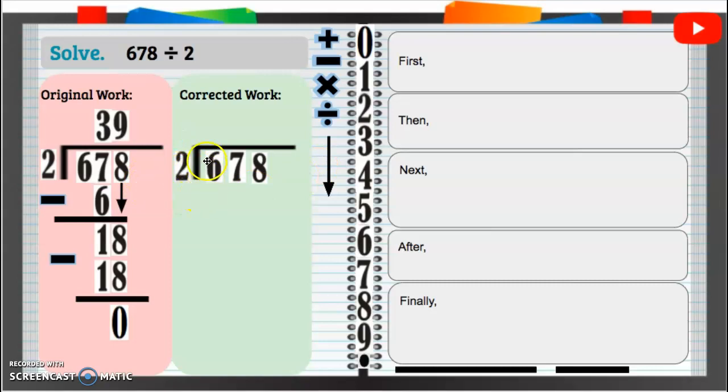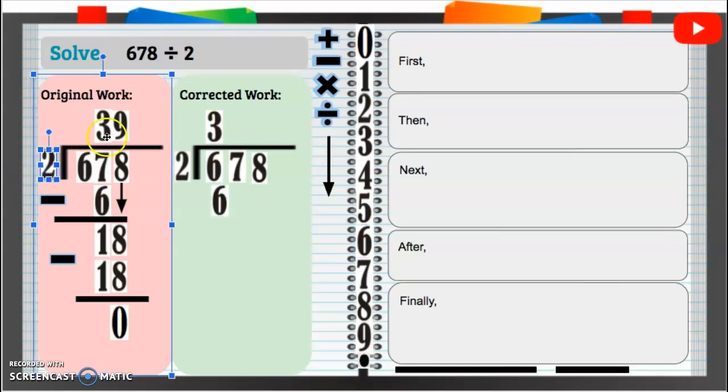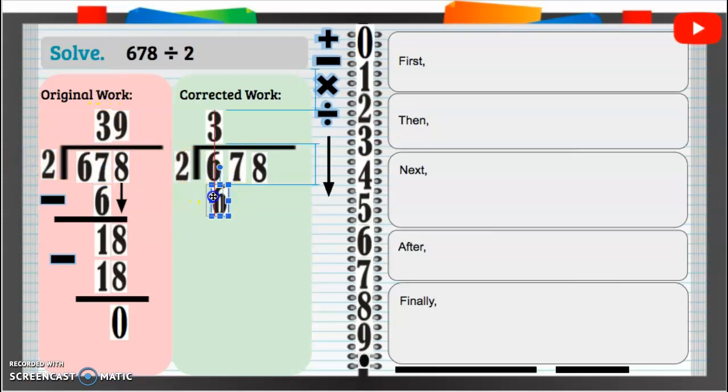All right, next, 2. How many times can 2 go into 6? Well, 2 can go into 6 3 times. And I know that 2 times 3 is 6. Is that what they did? Oh, well, it looks like they knew that 2 times 3 was 6, but they didn't put them in the right place. So let's solve this correctly and put them in our correct orders so that we can then explain what they did incorrectly.